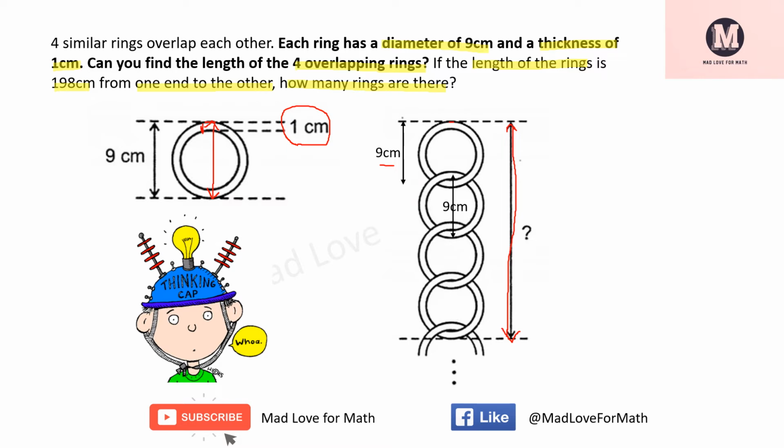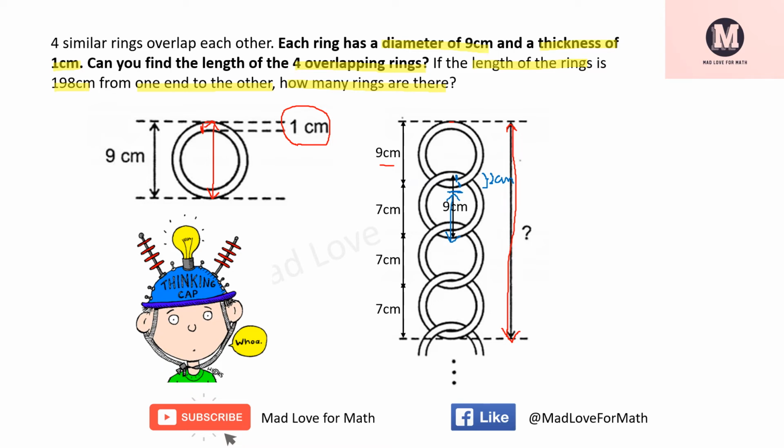Okay, so now you remember that the thickness here is 1 cm and over here is 1 cm. So this entire thickness here is 2 cm. So this brings us to have 7 cm from this part here to this part. So similarly for the third and the fourth ring, we have 7 cm and 7 cm.